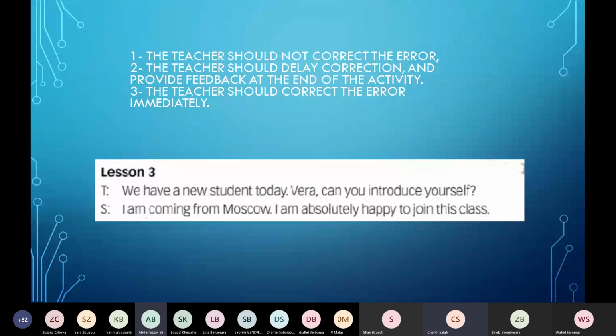I don't feel like this is an error. I think that this is a misunderstanding of the question. He told her to introduce herself, and she only said that she's coming from Moscow, and she's happy to join the class. I mean, there is no error as far as I can see. So I would go for not correcting.